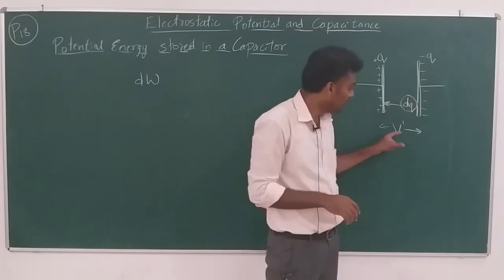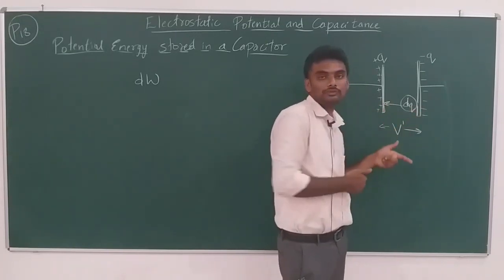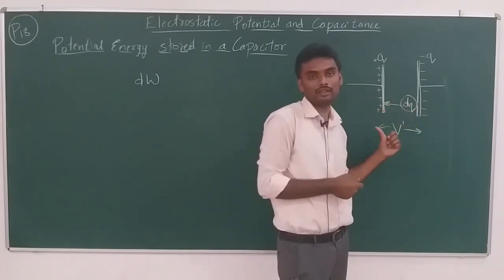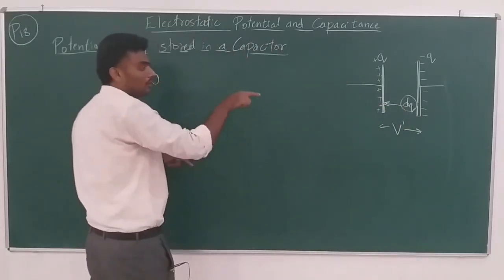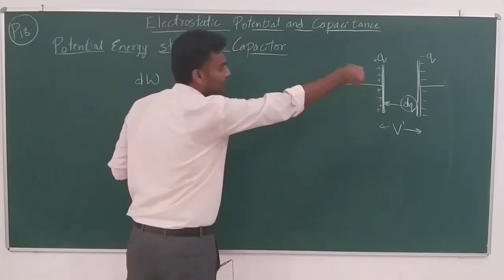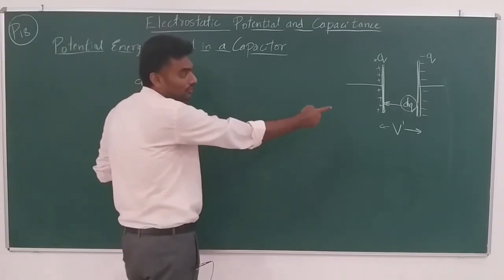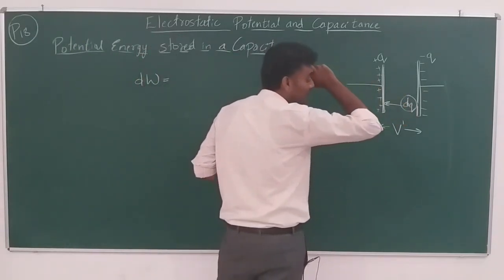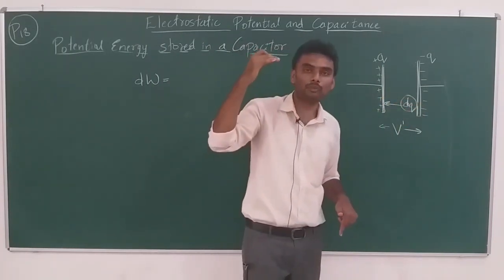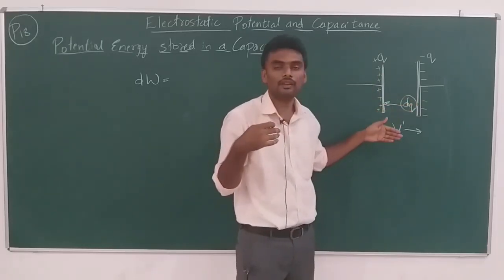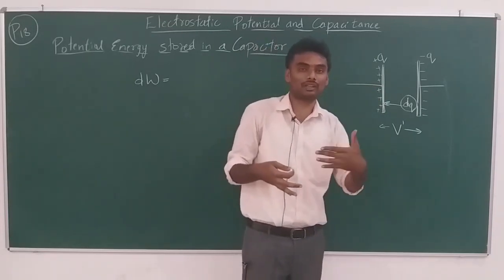So now, even with the opposition of V dash, I have to push this dq. This V dash opposes the movement, even then I have to push dq from the negative plate to the positive plate against the potential difference V dash. Positive charge always moves from the positive plate to the negative plate, or from higher potential to lower potential. But here I am bringing it from lower potential to higher potential with external work, right.